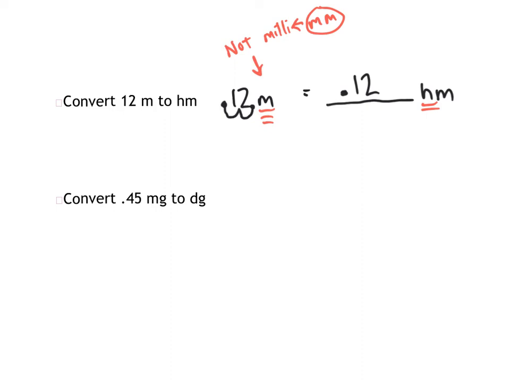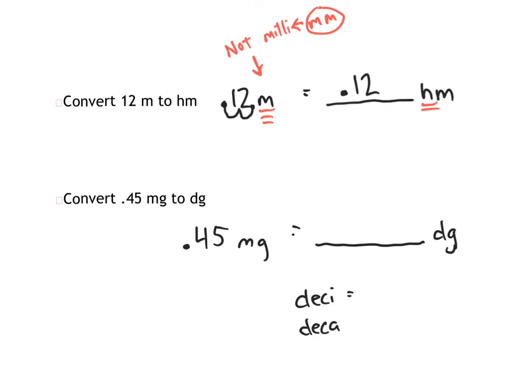Okay, we're going to do one more. Okay, so it says I got 0.45 milligrams, and I'm going to decigrams. All right, so how do I know that that was deci instead of deca? Well, because deci is a single D, and deca is DA. All right, so this is decigrams. Okay, so I started with milligrams, going to decigrams.